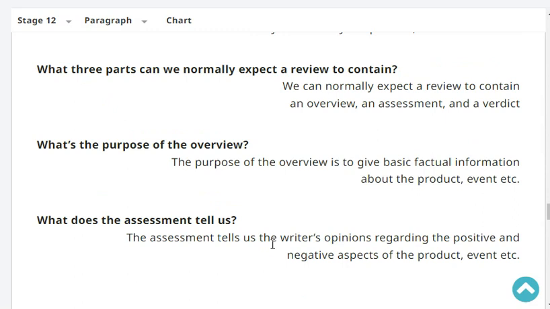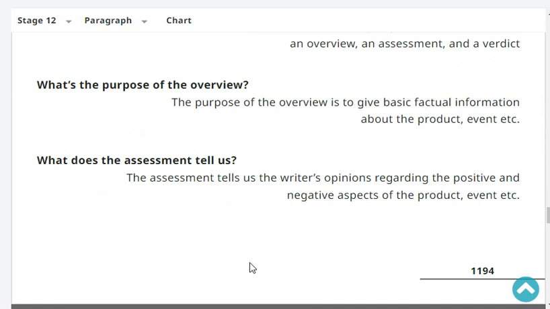The purpose of the overview is to give basic factual information about the product, event, etc. Very good. What does the assessment tell us?